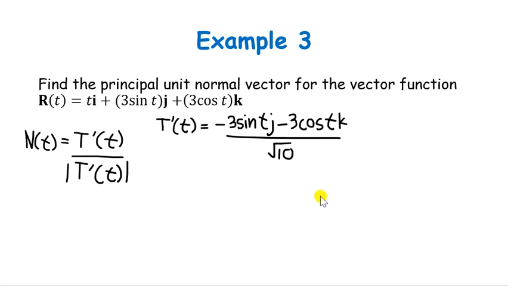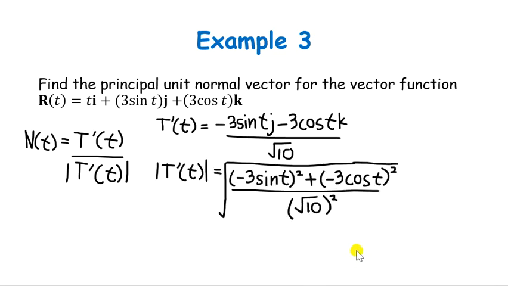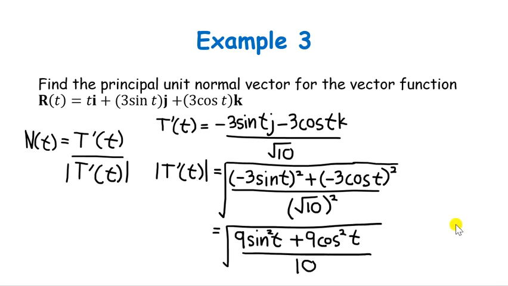Next, we need to find the magnitude of the derivative of tangent. You will obtain something like this. We're going to expand the components so that we get the square root of (9 sin squared t plus 9 cos squared t) divided by 10. We use the trigonometric identity cos squared t plus sin squared t equals 1, so that it simplifies into the square root of 9 divided by 10, which can be simplified even more, and it turns into 3 divided by the square root of 10.